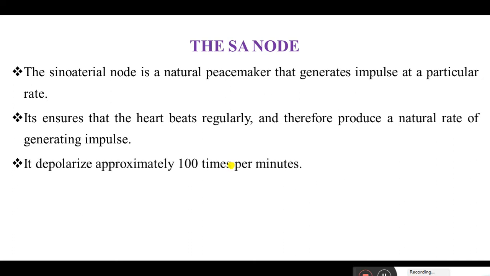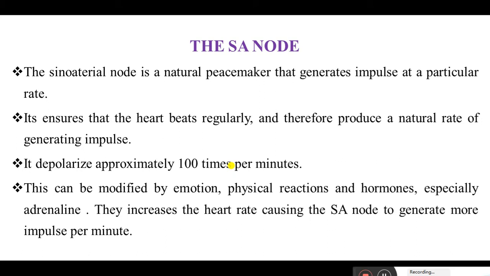It depolarizes approximately 100 times per minute. Some people will say the SA node depolarizes 90 to 100 times per minute, but this depends entirely on how many times it depolarizes, and it varies from one person to another. Sometimes people have less than the normal range of 60 to 100 beats per minute. People can have any amount of depolarization that this SA node can make.